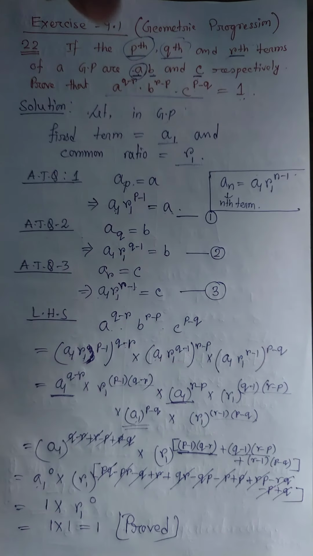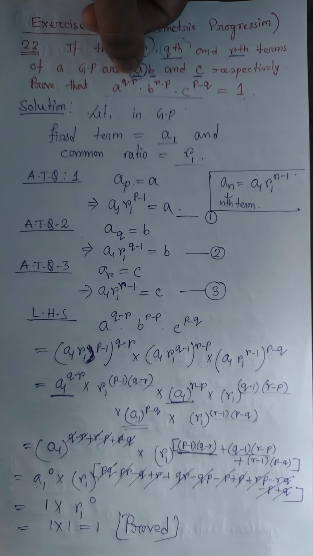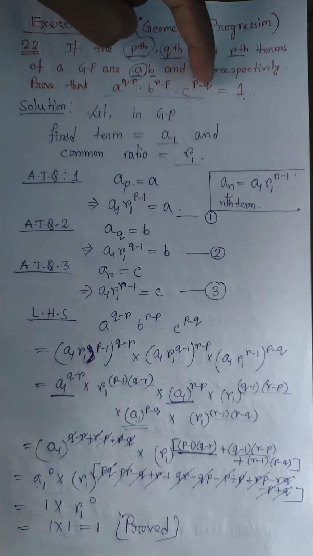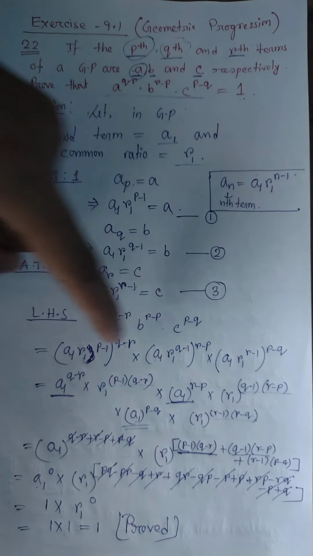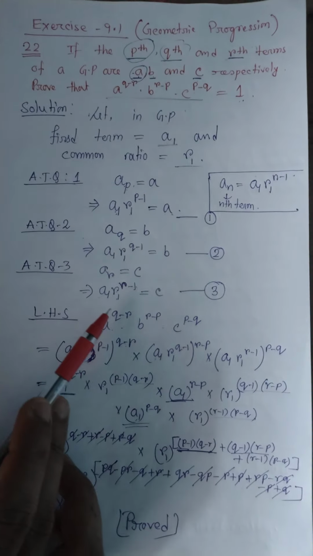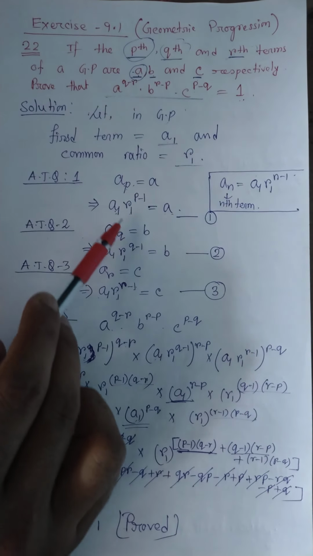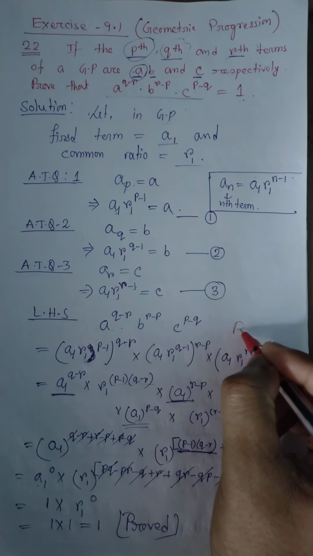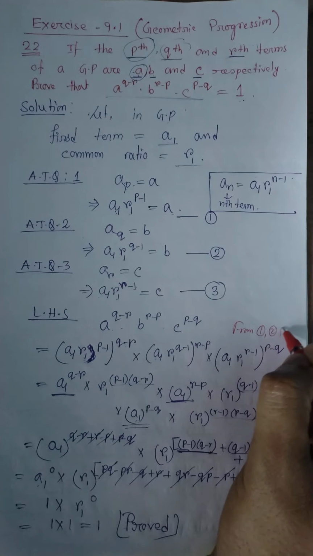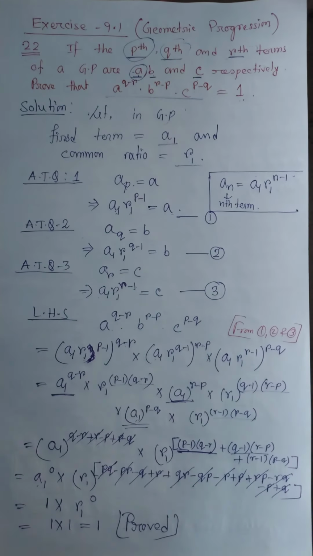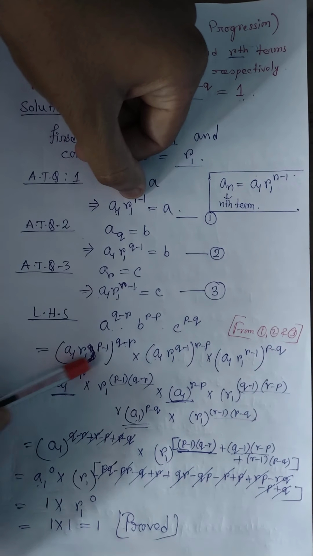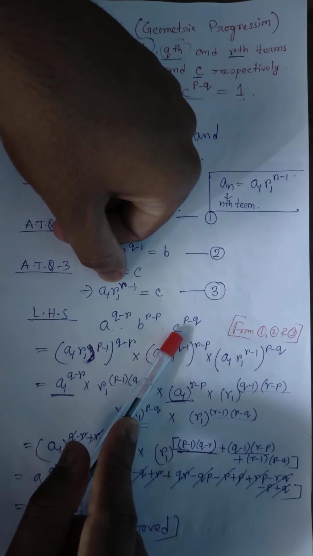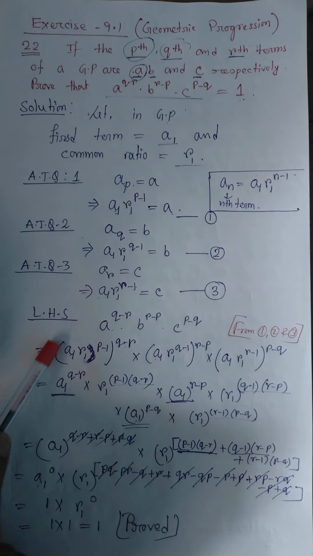Now, whatever left hand side is given, just write it down. Left hand side is A to the power Q minus R, B to the power R minus P, C to the power P minus Q. Now, what you have to do? In place of A, B and C, just put the values from equations 1, 2 and 3. In place of A, put this value. In place of B, put this value. In place of C, put this value. Put here. Now just open the bracket.